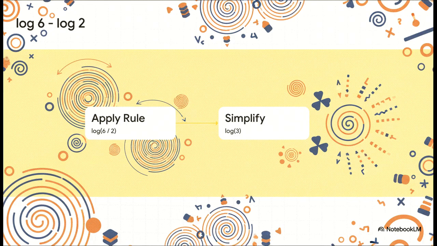Let's try a quick one. Log 6 minus log 2. We just apply the rule, and it becomes the log of 6 divided by 2. And that simplifies beautifully down to just log of 3.